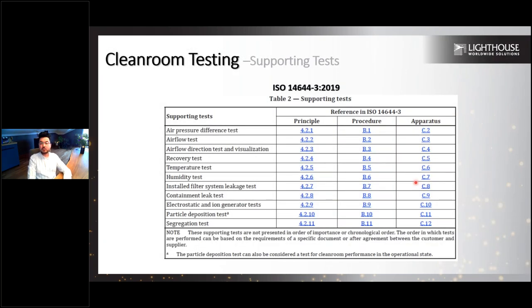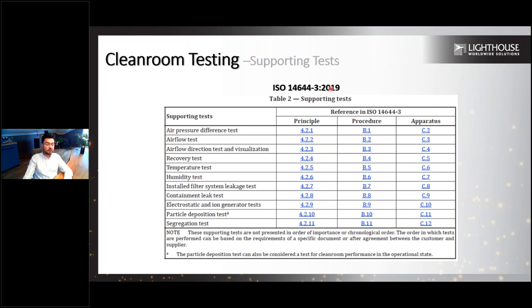And the cleanroom testing according to ISO 14644-3. Rest of all the tests other than particle counts in a cleanroom are known as supporting tests according to the 2015 version. We said that in the 2005 version, which is obsolete, it was an optional test. Now the wording changed to supporting test, so they are all given in a list. We have air pressure difference test, airflow, air direction and visualization, recovery, temperature and humidity, HEPA filter testing, containment leak test, electrostatic and ion generator test, particle deposition test, and segregation tests. These are all known as the requirements for the supporting tests.